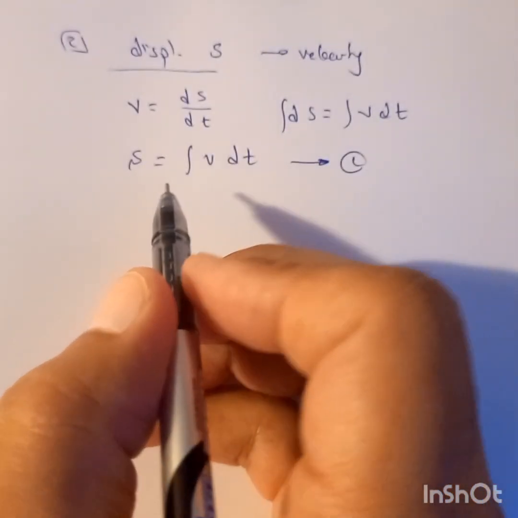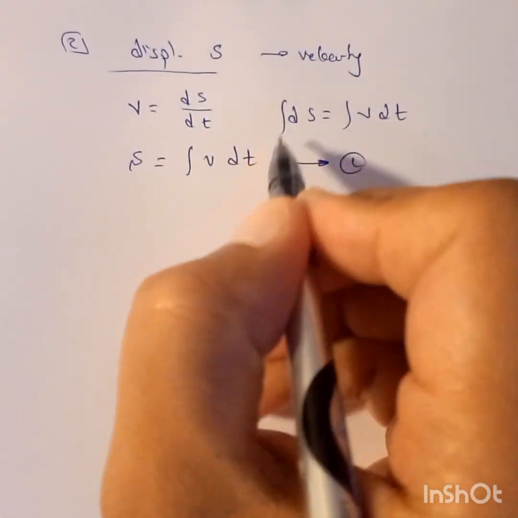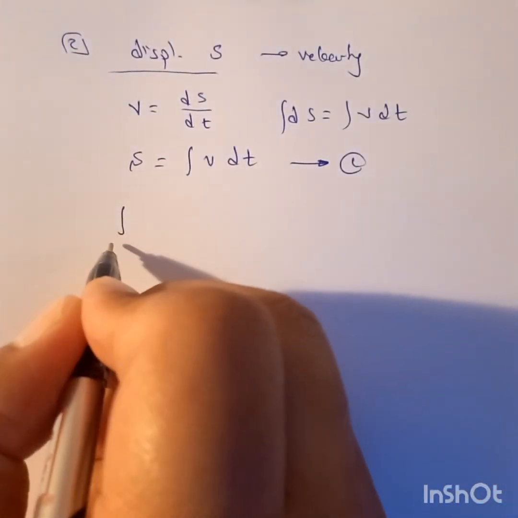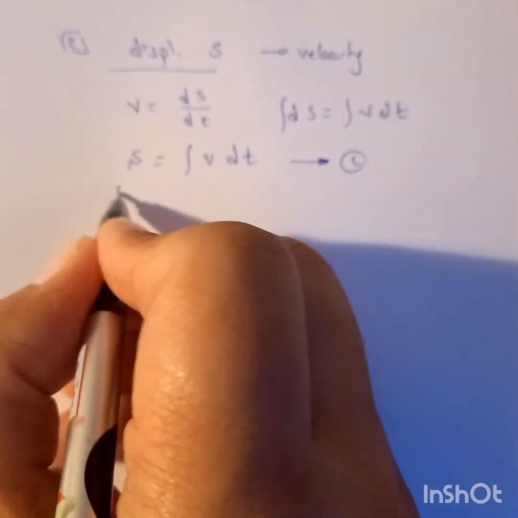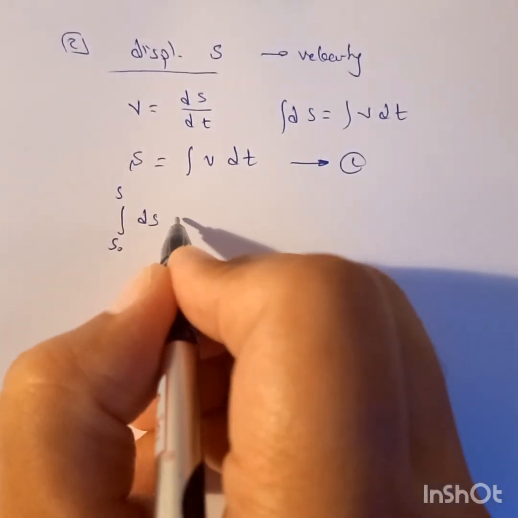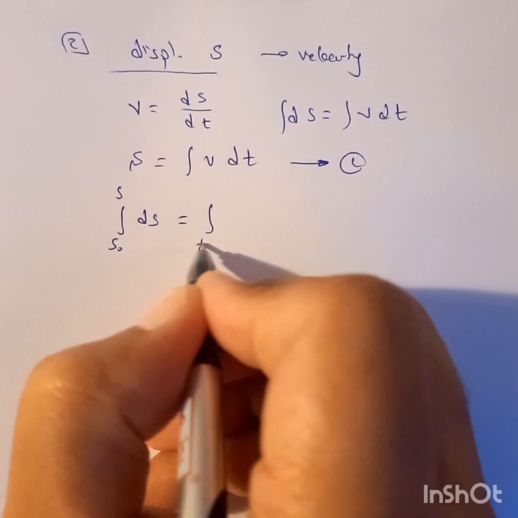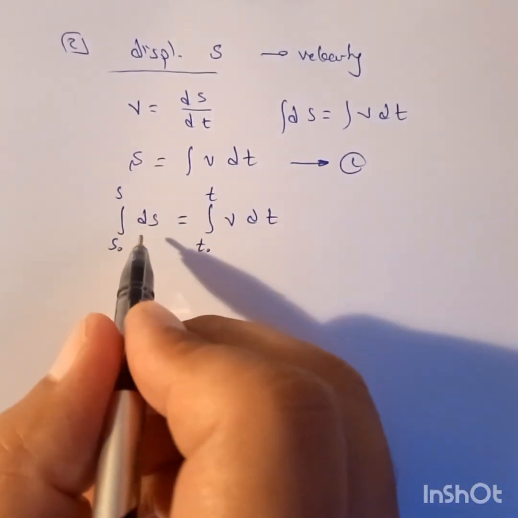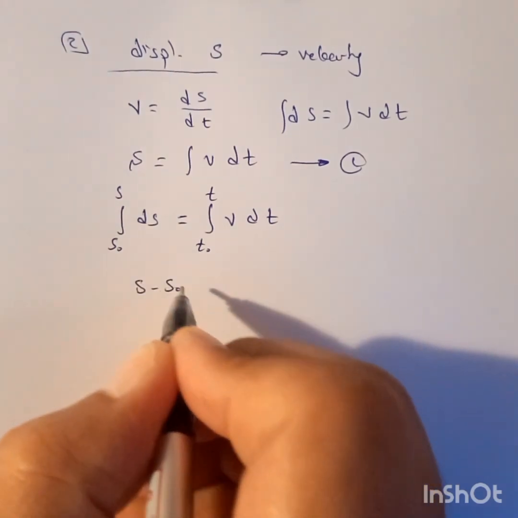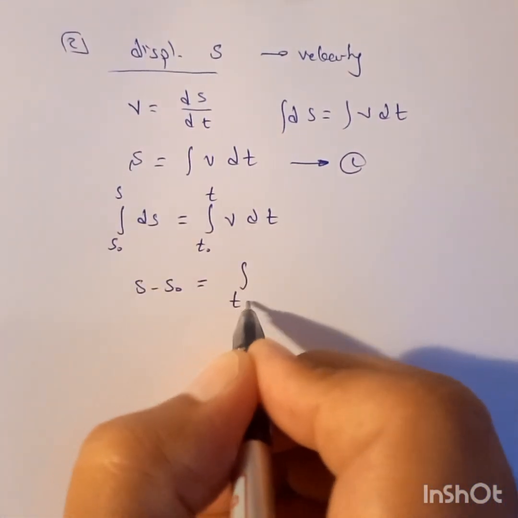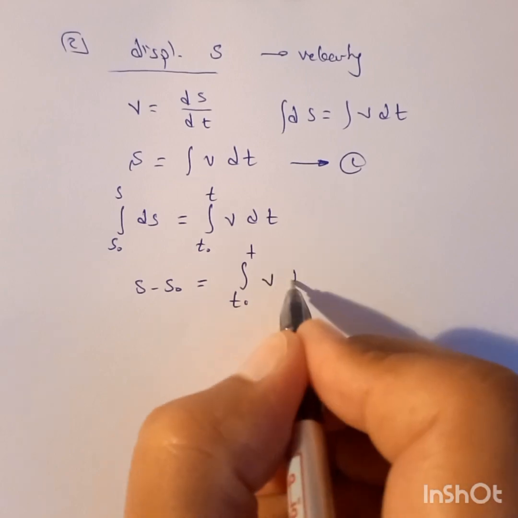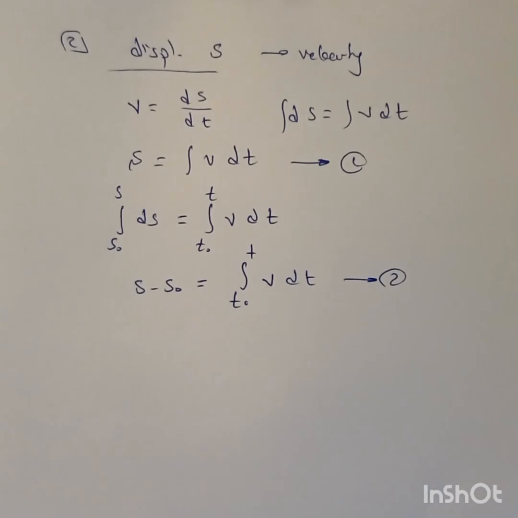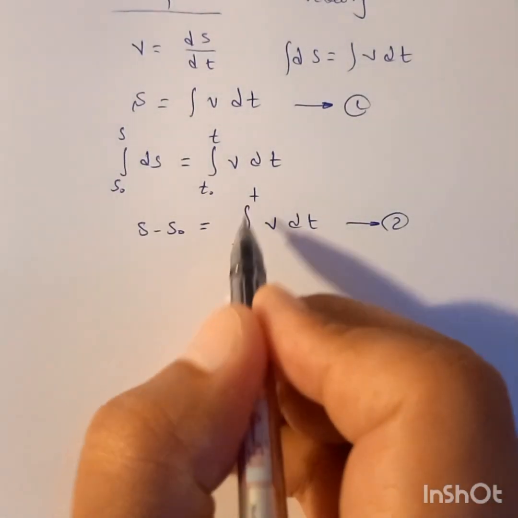Here, if we use definite integration, we can put the lower and upper limits. Then we have s0 or x0 to s of ds equals the integral from t0 to t of v dt. By executing the integration, we have s minus s0 equals the integral from t0 to t of v dt, and this is the second relation. We can find displacement from the integration of velocity by using definite integration.